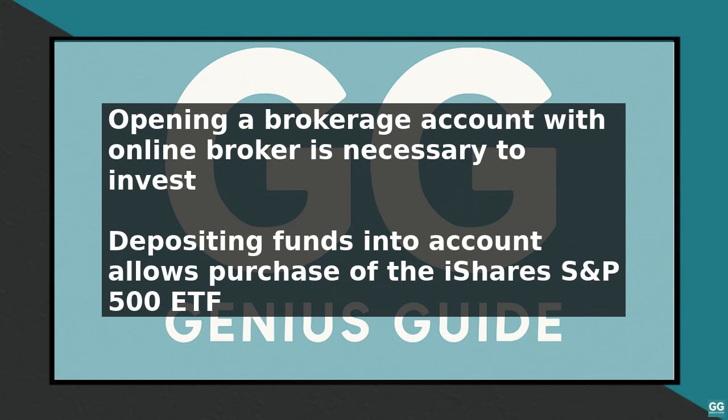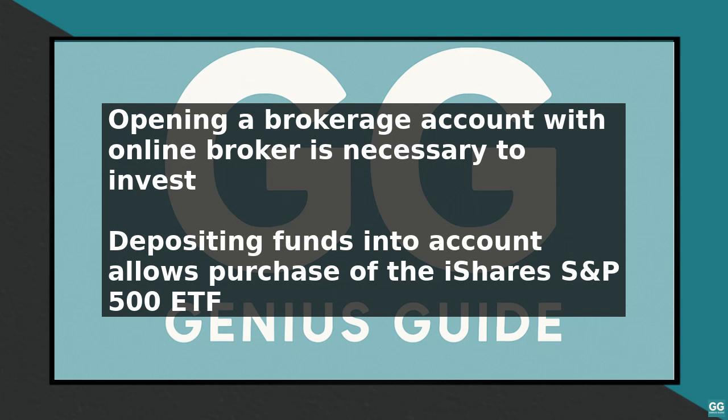When buying the iShares S&P 500 ETF, you can either place a market order or a limit order. A market order will buy the ETF at the current market price, while a limit order will only buy the ETF if it reaches a certain price. It is generally recommended to use a limit order to avoid buying the ETF at an unfavorable price.